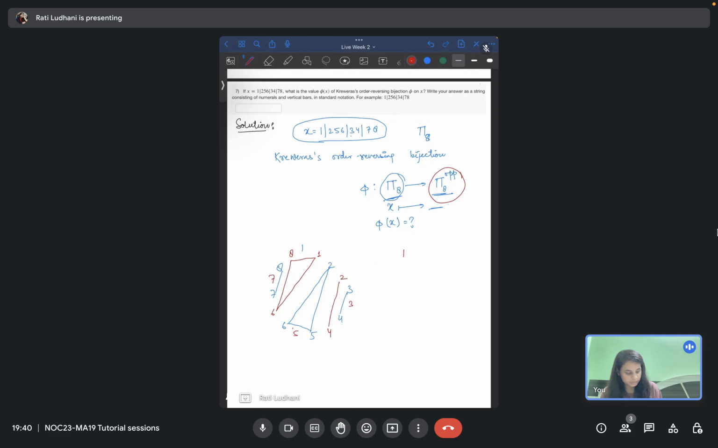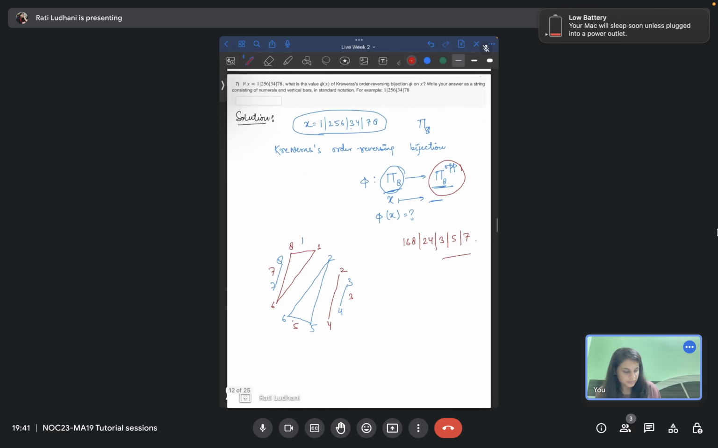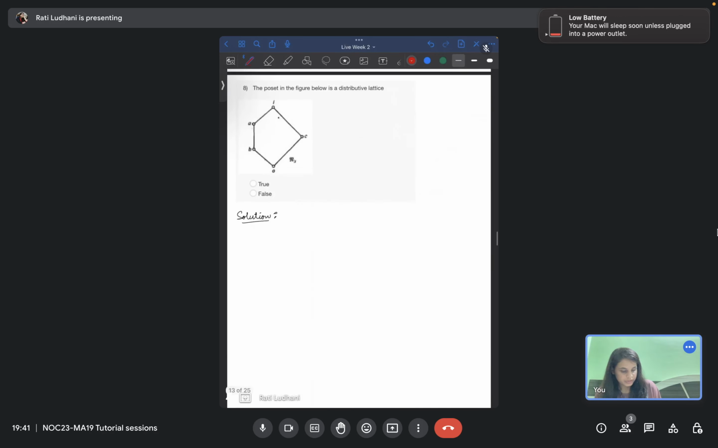So 1 is coming separately, so you write 1 like this. Oh sorry, not 1. Where is it? 1, 6, 8. Yeah, 1, 6, 8 will come in the same part. Then 2, 4, then 3 bar, 5 bar, 7 bar. Yeah, exactly. So this will be your element, from this particular order reversing bijection. So this is the way to do that, and that will be your answer. Okay, great. Okay, let's move to the next.